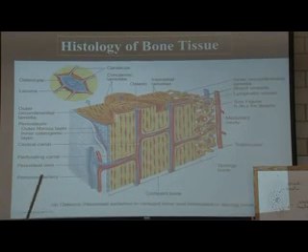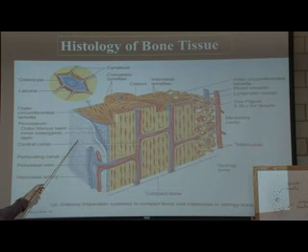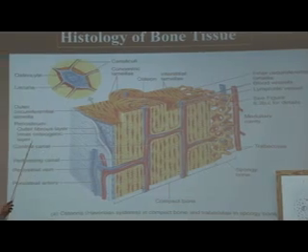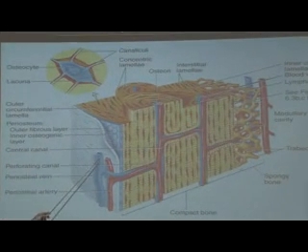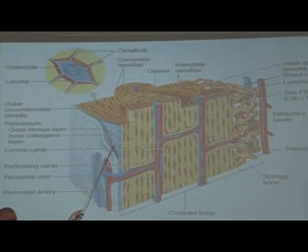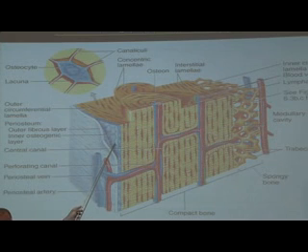And then it's got two very important layers. It's got an outer fibrous layer, which would be connective tissue. And it's got an inner osteogenic layer, which is very similar to epithelial tissue. And these are stem cells.